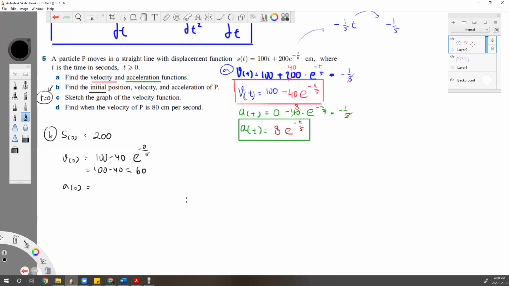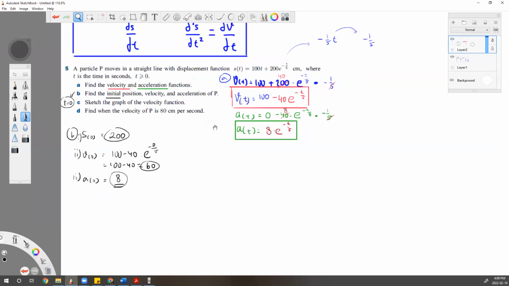And how about when t equals 0? So 8 times e power 0, 8 times 1, so 8 itself. If you don't believe, okay, you can use a calculator. So that's 4 questions. For B, we have 3 answers: B1, B2, B3. Okay. Now number 4, sketch the graph of the velocity function.